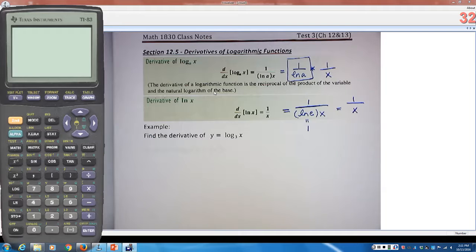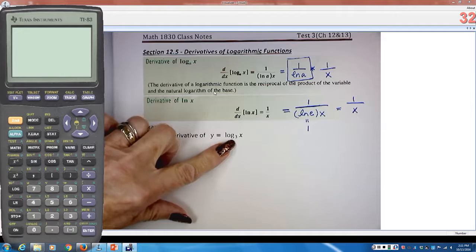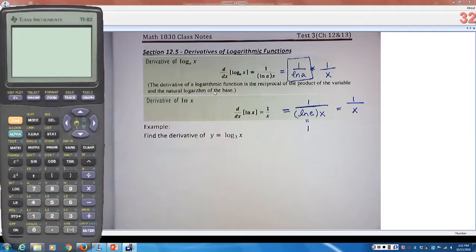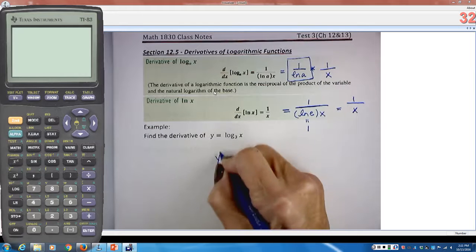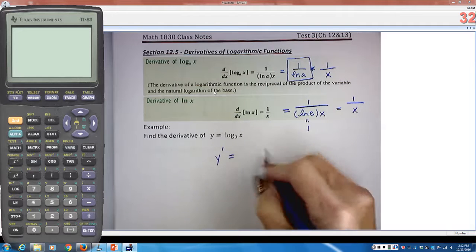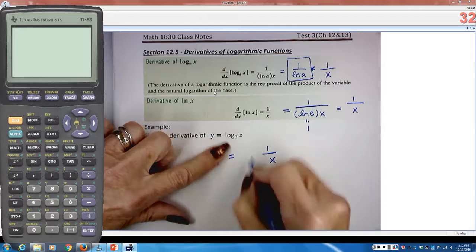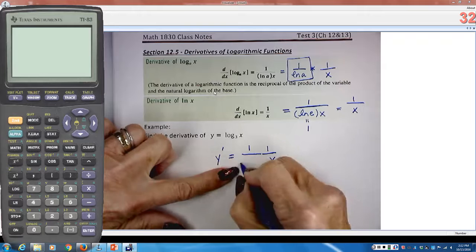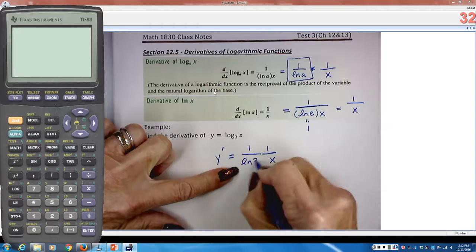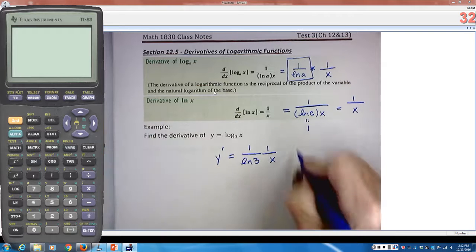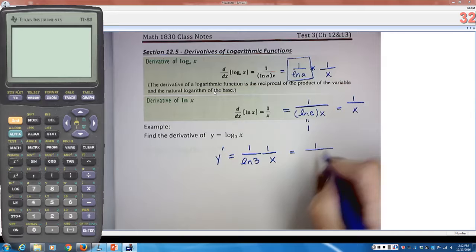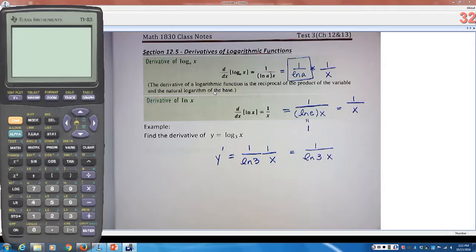Okay? So even though we've got a log here of 3, all you're going to do is take the natural logarithm of whatever the base is. You don't need to change the base formulas and stuff. So y prime is going to be 1 over x, because it's the derivative of a log function, times 1 over the natural log of 3. And it just looks cleaner if you write it this way. Okay?